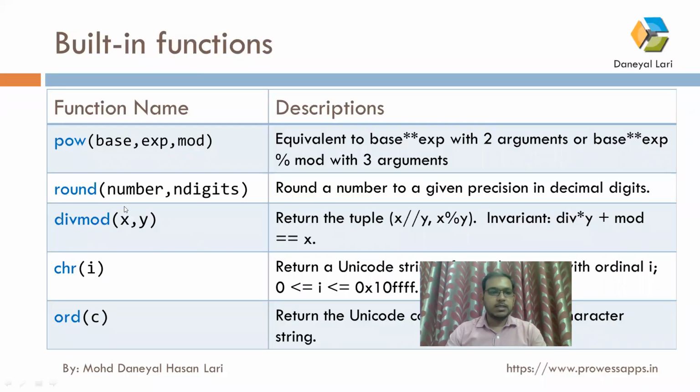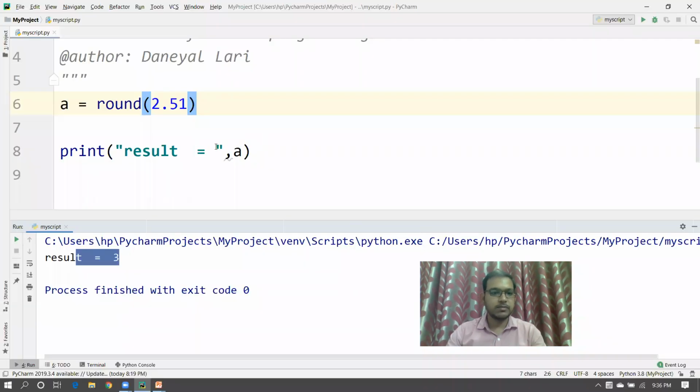Next is called divmod. First of all, just understand the description here. It returns a tuple. The tuple will have x divided by y. For the numbers you pass here, first it will give you the first value as a quotient and the second value as the remainder. So look here.